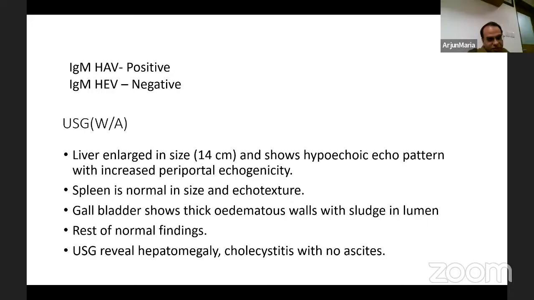How did you manage this child? Sir, this child is managed mainly by hygiene maintenance, proper hand washing, proper technique of making food with proper washing, and good quality water. What is the role of UDCA in acute viral hepatitis? Sir, UDCA will reduce the bilirubin level, which prevents further complication and liver failure.